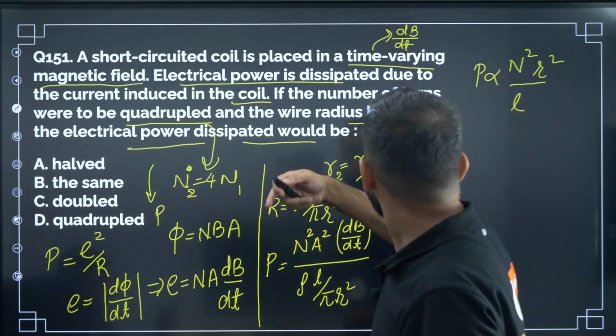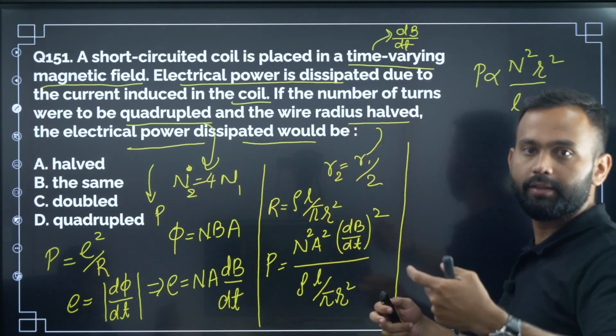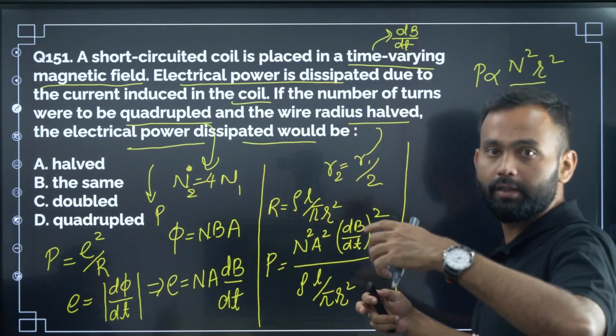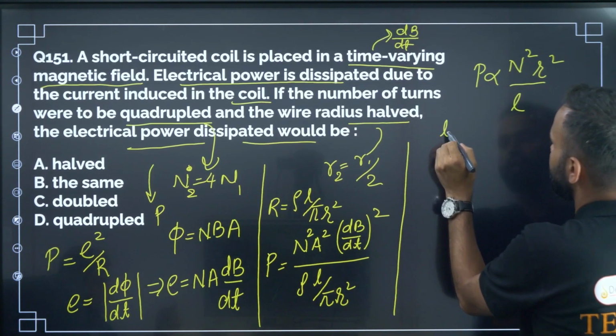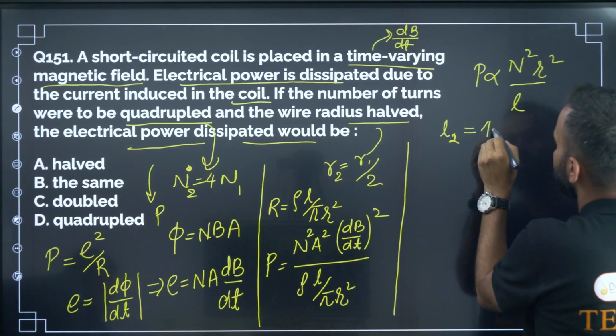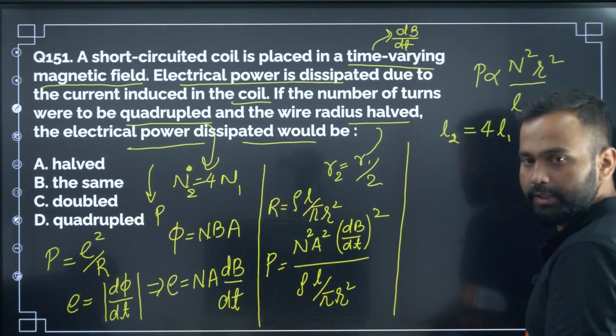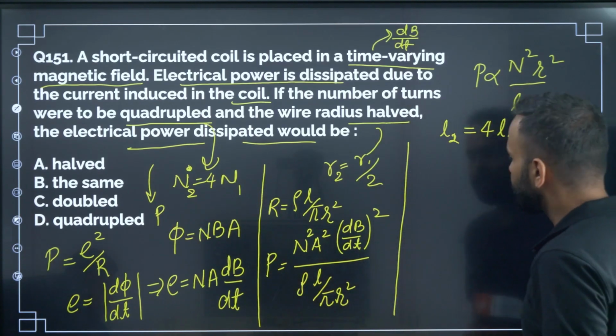Here the number of turns increased, right? Isn't it? So we need more wire, right? So the length of the wire is also increased, right? How much it increased? So it increased 4 times, right? L2 equal to 4 times L1, isn't it? So now we need to find electrical power dissipated.